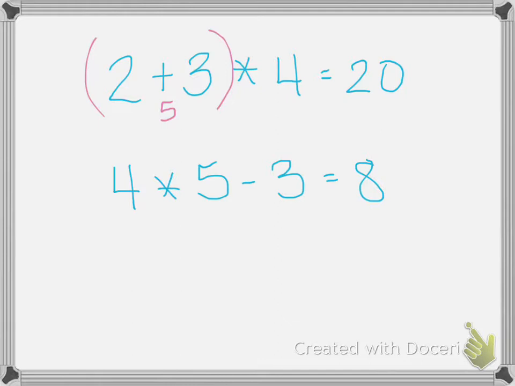For the second one, again, I'm going to try putting my parentheses around 4 times 5. 4 times 5 is 20. 20 minus 3 is 17. So we know that that cannot be correct. So now I'm going to try to put my parentheses around 5 minus 3. 5 minus 3 is 2. 4 times 2 is 8. Therefore, that is where the parentheses go.